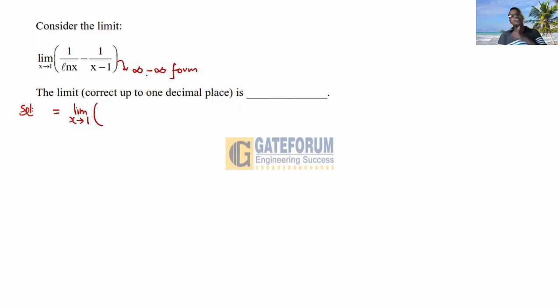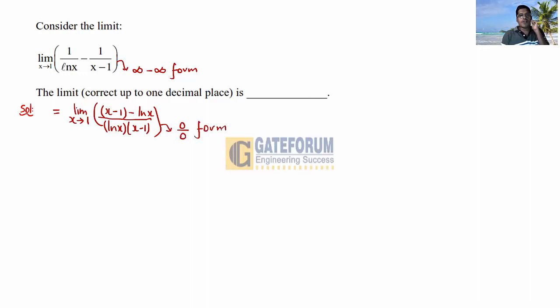So try to convert into 0 by 0 or infinity by infinity by cross multiplying, that is taking LCM here. This I can write as log x into x minus 1. Now this is x minus 1 minus log x, natural logarithm x. So finally it looks like a quotient of two terms. Now if you put direct substitution x equal to 1, this is 0, log 1 is 0, 0 minus 0 is 0, log 1 is 0, 0 into any finite number is 0. So this is finally 0 by 0 form.